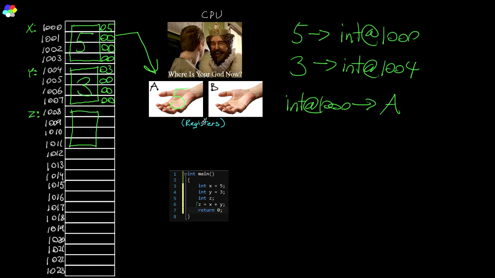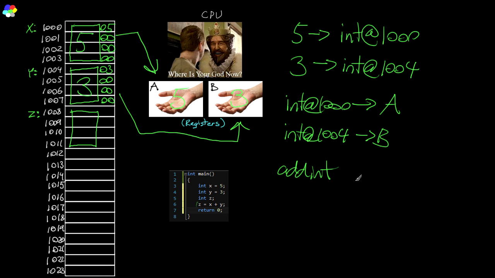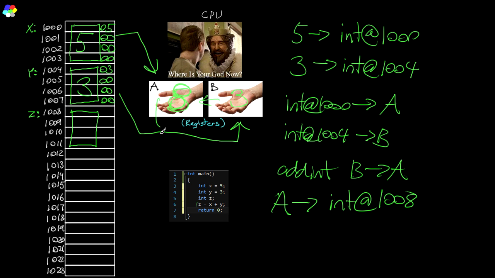We won't write all the zeros. And then we do the same for y. We're going to load it into B. And that'll look something like this. Then we want to add the integer stored in B to the integer stored in A. If we add that up, we'll get a big old 8 in here. And the last thing we want to do is store what is in A into the integer at address 1008, which is going to be z. And that is more or less how this works. Let's take a look at a few more examples.